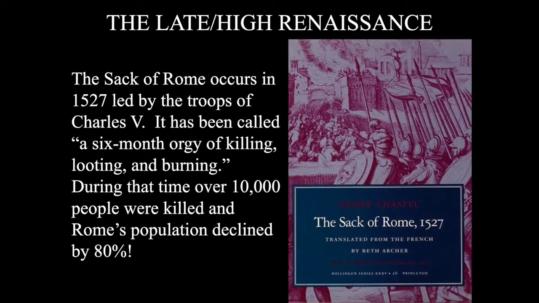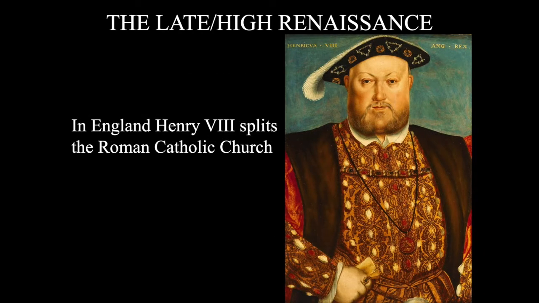The sack of Rome, or what I call the second fall of Rome, occurs in 1527, led by troops of Charles V. It's been called a 6-month orgy of killing, looting, and burning. During that time, 10,000 people are killed, and Rome's population declines by 80%. Up in England, Henry VIII splits the Roman Catholic Church.